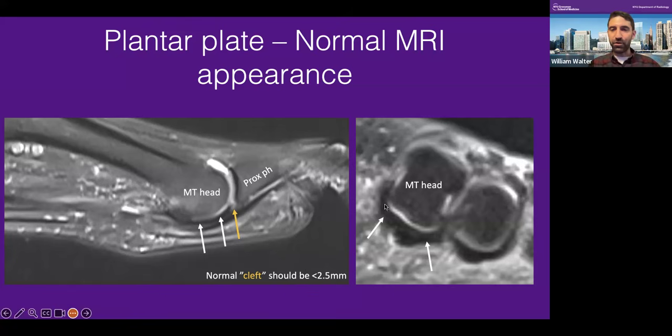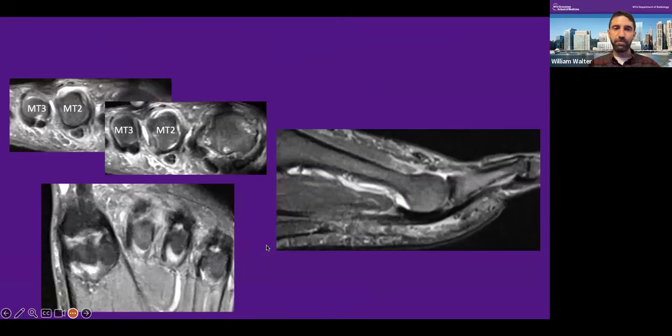On short axis, the plantar plate forms this nice U-shaped structure. Again, it's linear, it's dark in signal, and very closely associated with this little blob of tissue here. This is the flexor tendon in short axis. Over on this image, here's the flexor tendon coursing just plantar to the plantar plate.